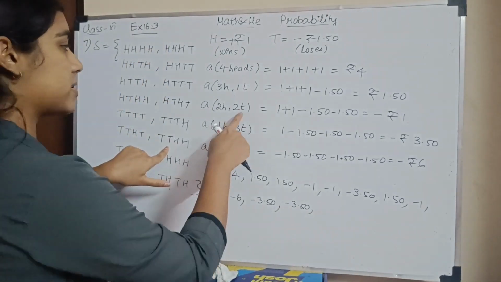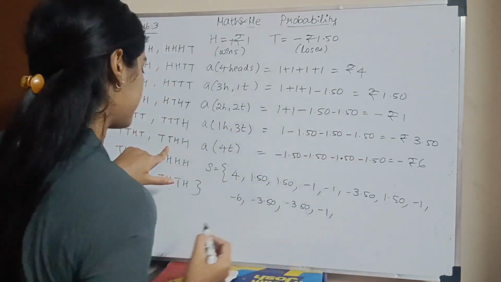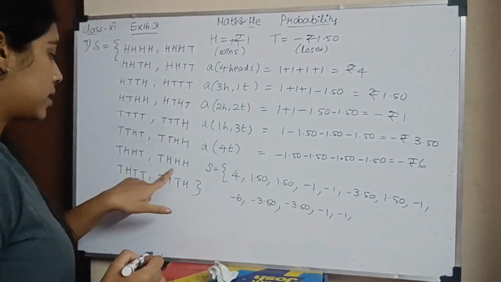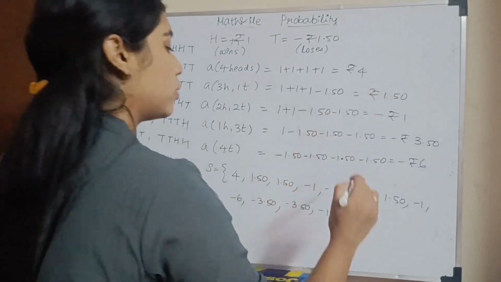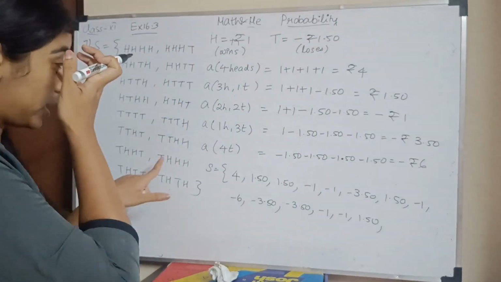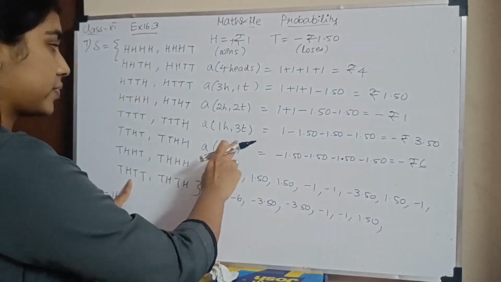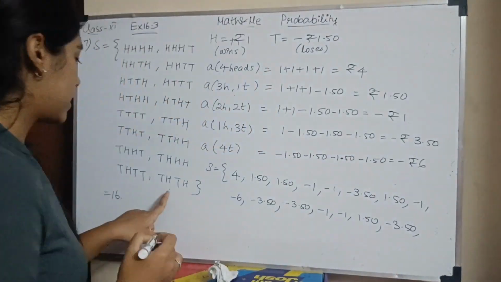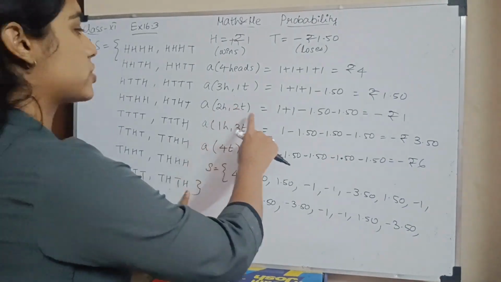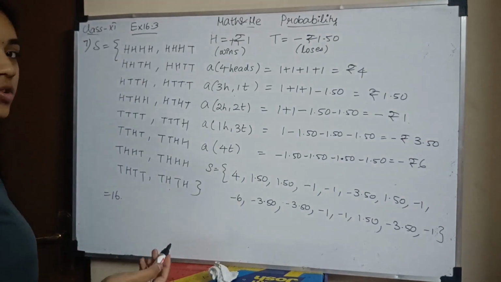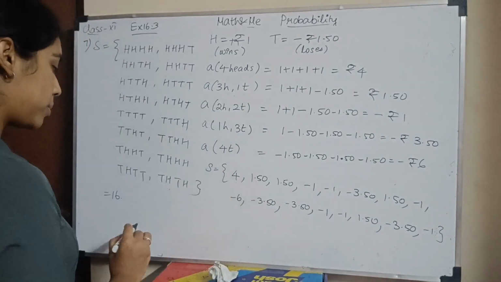2 tails, 2 heads. So it is minus 1. 3 heads, 1 tail. 1.50. 3 tails, 1 head. So it is minus 3.50. Then 2 heads, 2 tails, minus 1. So this is my sample space of amounts. Okay, so now for each of these I have to write the probability.